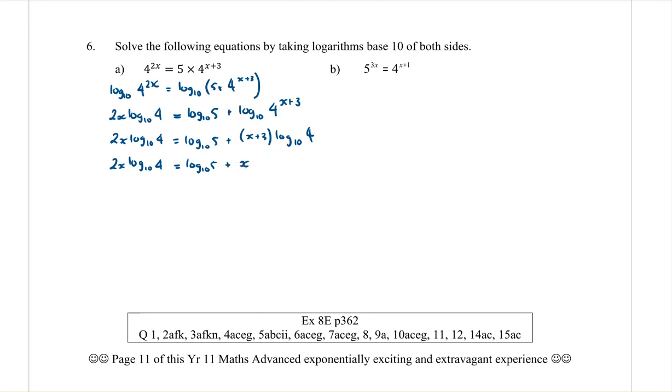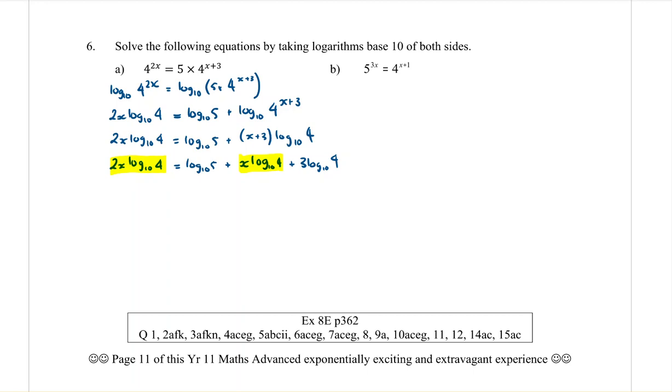And expanding, I get x log 10 of 4 plus 3 log 10 of 4. Okay, so now my 2x log 10 of 4 and my x log 10 of 4, we want to collect those up. Now they are actually like logs. That's a new term you haven't heard before. Like logs. They are both log 10 of 4, aren't they?